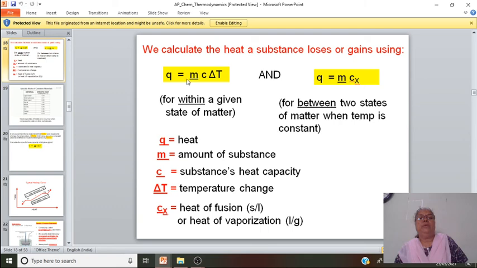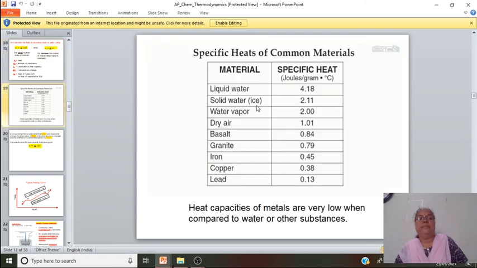Then by using this formula we can calculate the heat of substances, and these are the specific heats of common materials.